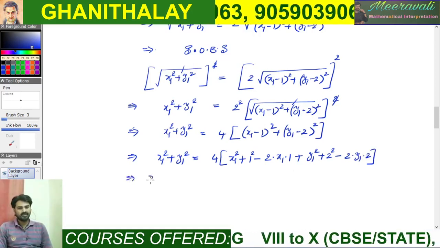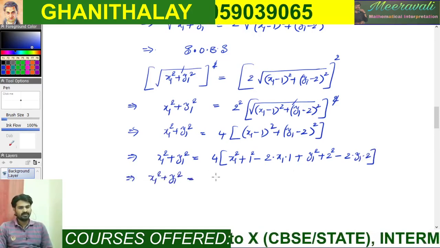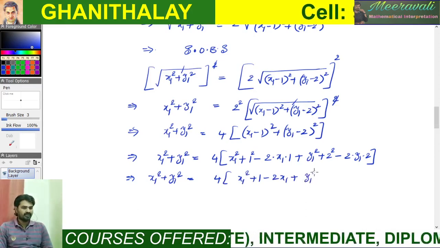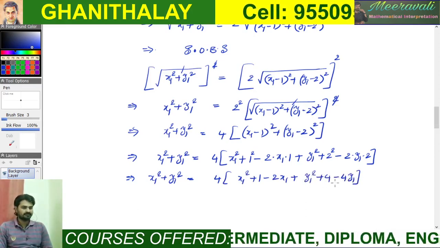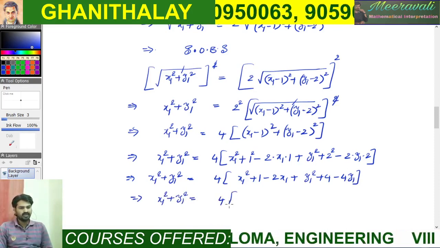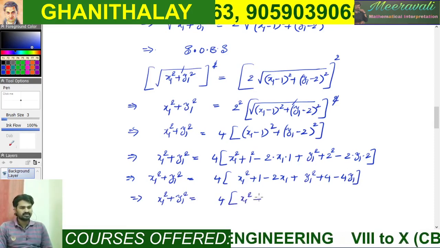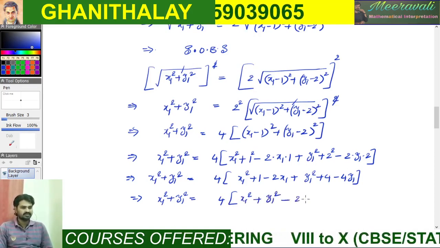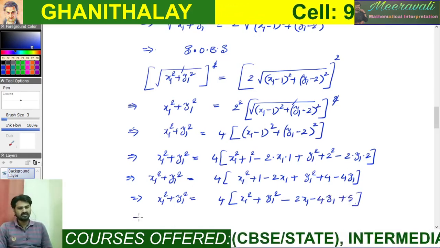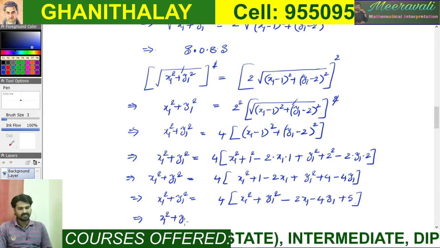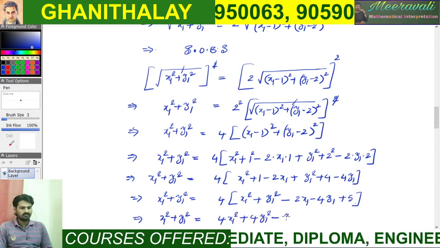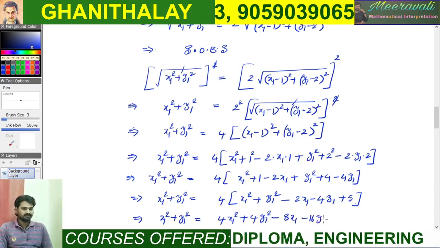Okay, now simplifying here, x1 square plus y1 square is equal to 4 into x1 square plus 1 minus 2x1 plus y1 square plus 4 minus 4y1. Now x1 square plus y1 square is equal to 4 into, here any simplification: x square, you have to write second y1 square, next x terms minus 2x1 minus 4y1, plus 1 plus 4 is 5. So this is the simplification. After that you can eliminate the bracket on the right hand side, that is multiplying by 4 on each and every term of the bracket value: 4x1 square plus 4y1 square minus 8x1 minus 16y1 plus 20.